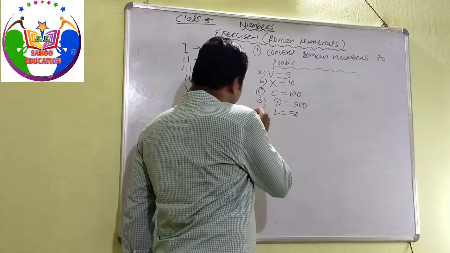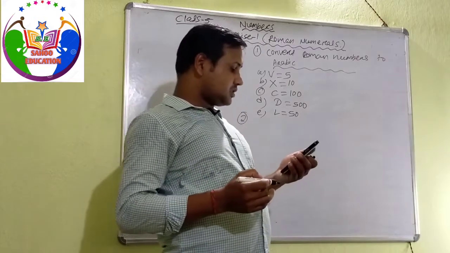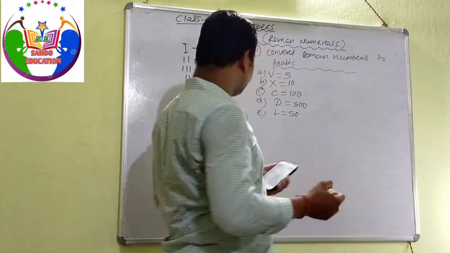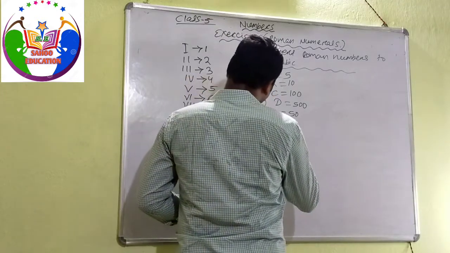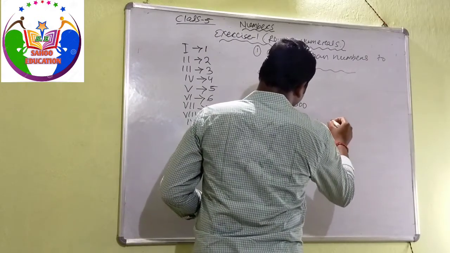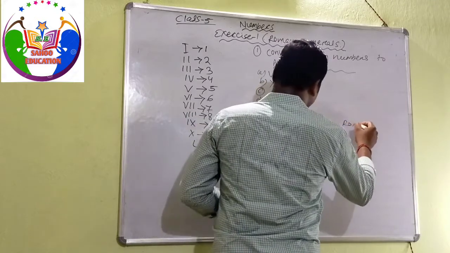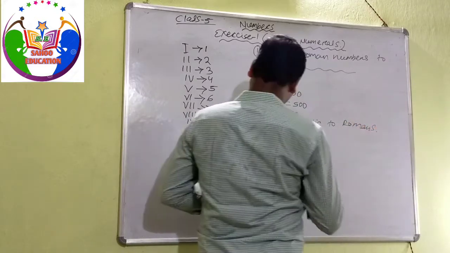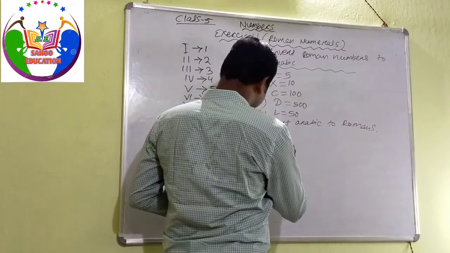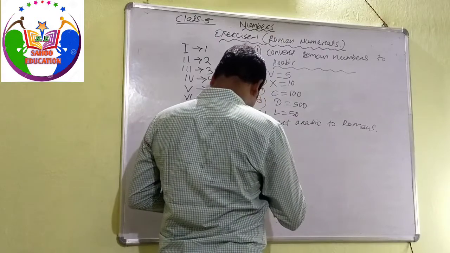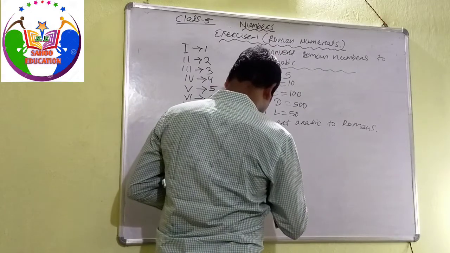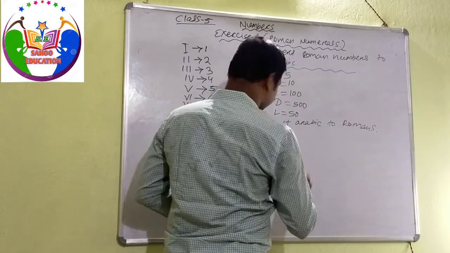Now we will discuss question number 2 of this exercise. This is given, convert the following to Roman number. Okay, we have to convert here Arabic numbers to Roman. Okay, A is given 10, B is given 200, and C is given 6, then D is given 11, and E is given 105.